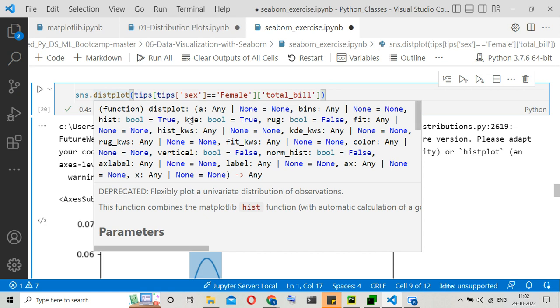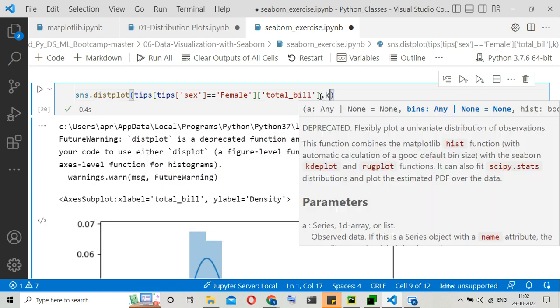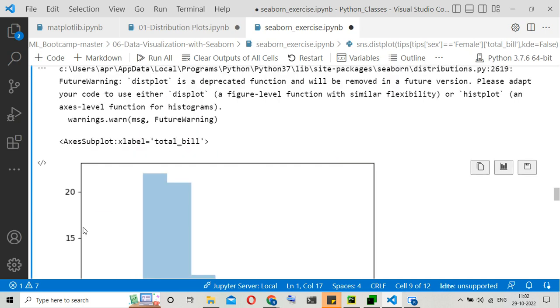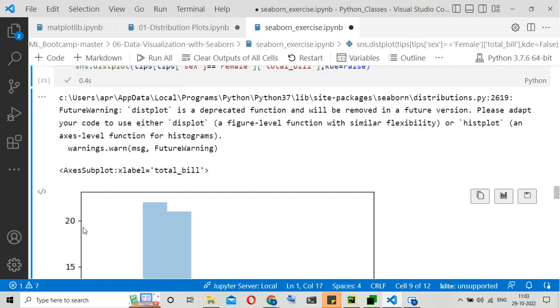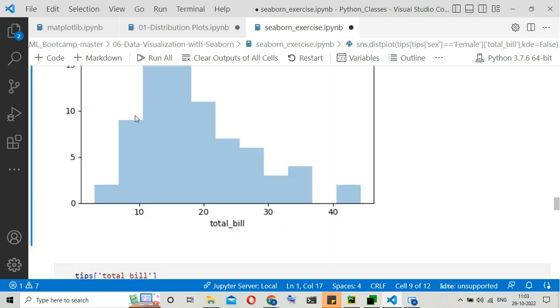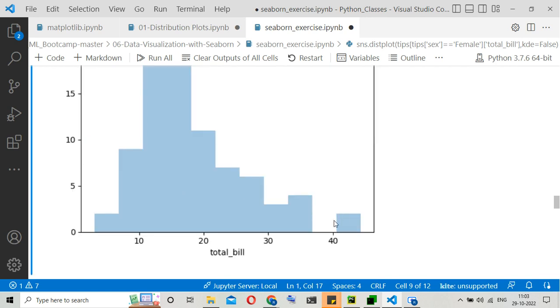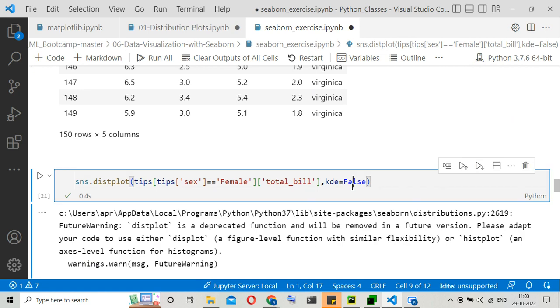I think KDE equals true or false. That is kernel density estimate is false. Yes, then you will not see that curve. So that curve is actually doing what? It's joining the midpoint of each of the bars and trying to find a shape, the shape of the distribution. But this one not actually.